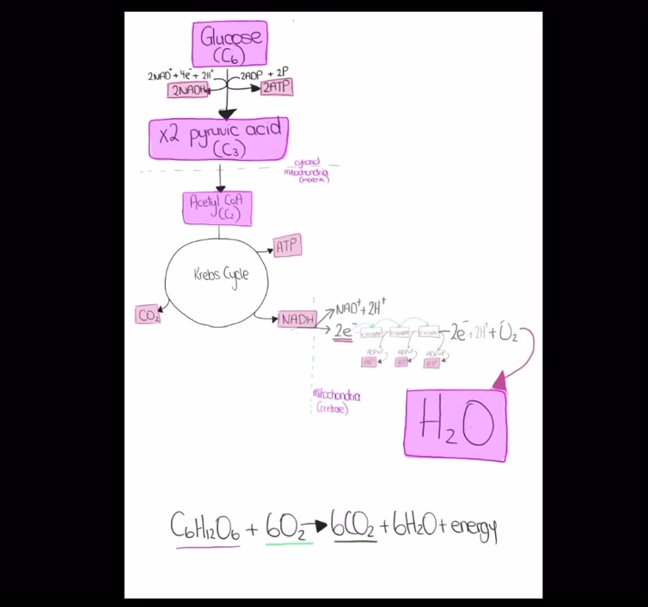CO2 is produced in this reaction. Note the CO2 produced in the Krebs cycle. Water is also produced in this reaction. Notice the water at the end of the electron transport chain. And finally, energy is produced in this reaction. This energy is in the form of NADH and ATP produced throughout the cycle.